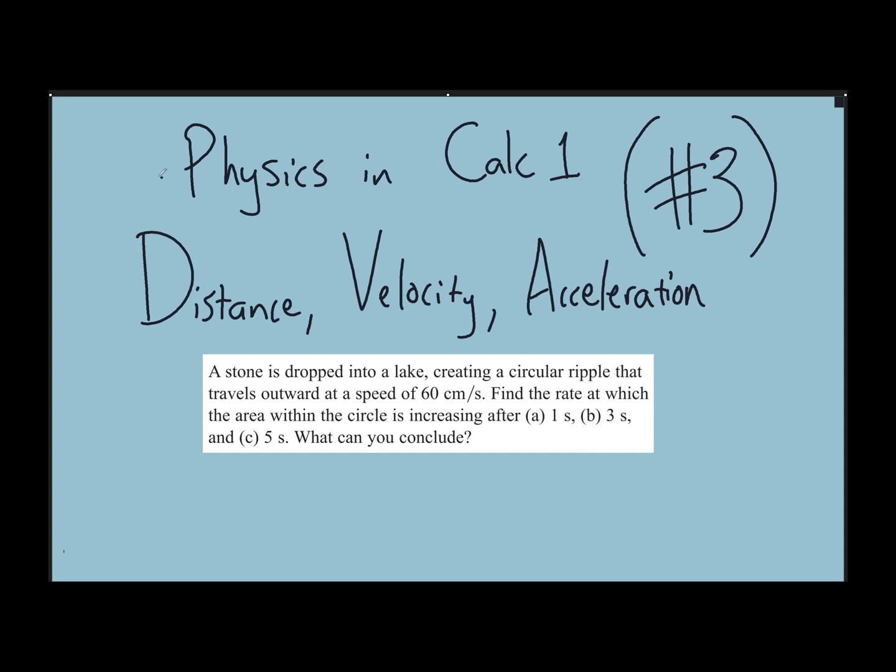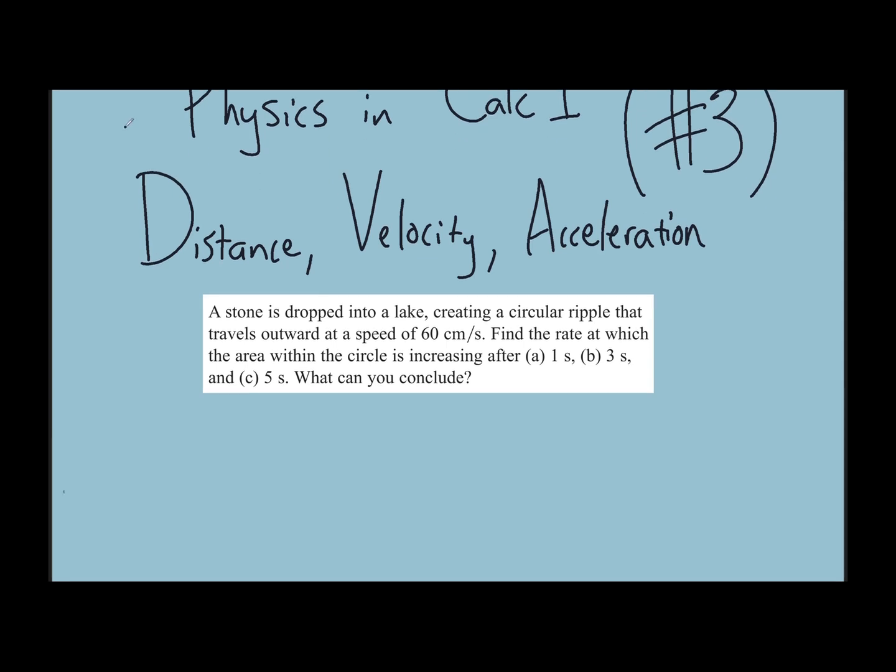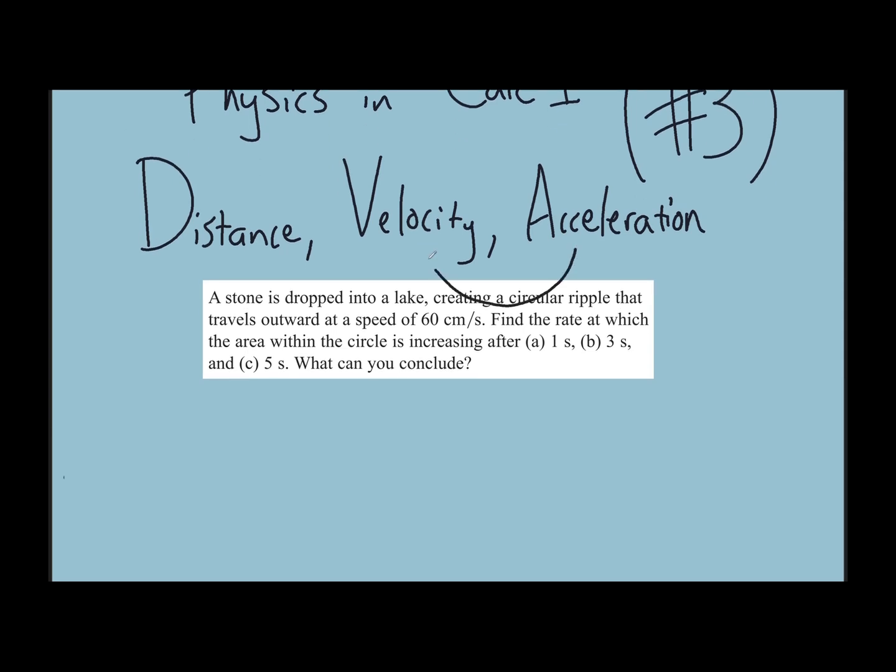Well, it might not surprise you, since we've been learning derivatives all semester, that we're going to be using a derivative to do this, right? And one thing we want to remember is that acceleration creates velocity, and velocity creates distance. So what have they given us here? They gave us a speed of 60 centimeters per second. So we pull that out of the word problem and we say velocity equals 60.